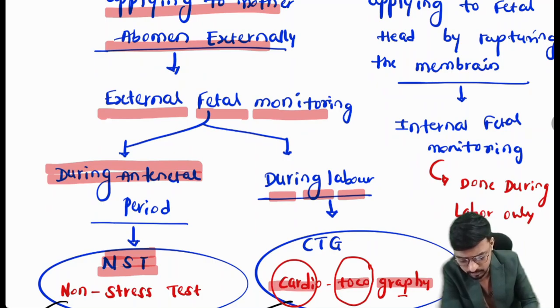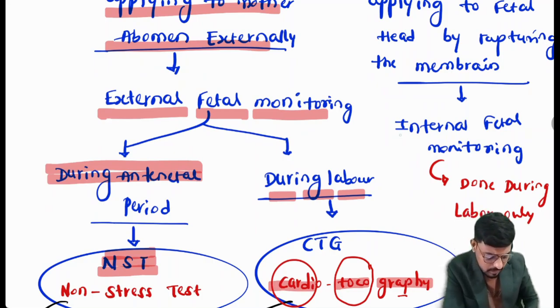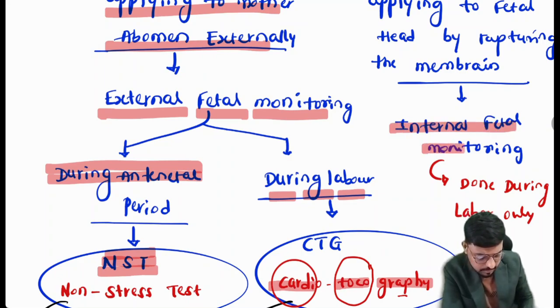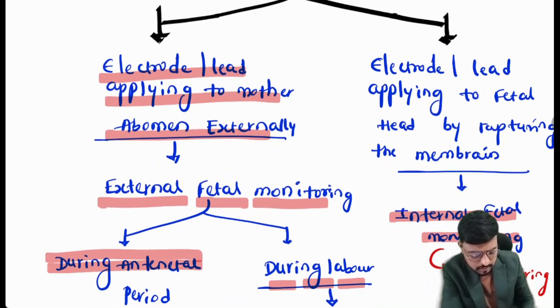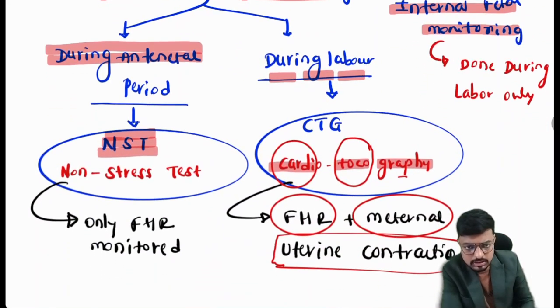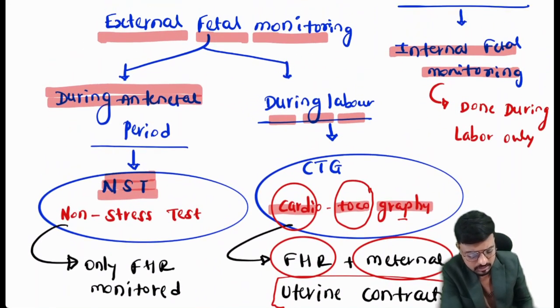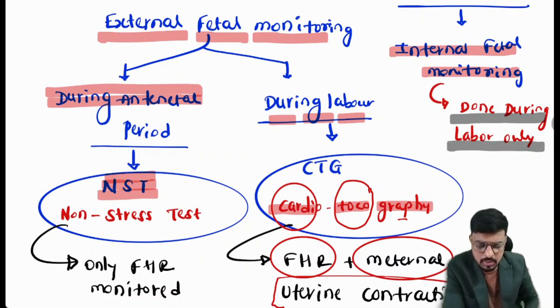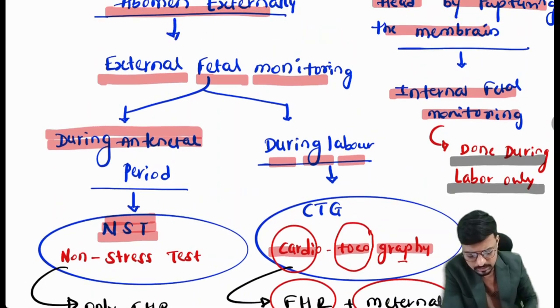In the internal fetal monitoring, the transducer is applied at the fetal head. The electrode or the lead is applied directly to the fetal head by rupturing the membrane. That is what we call the internal fetal monitoring, and it is done only during labor. We will not do this during the antenatal period. Hope it is clear to every one of you.